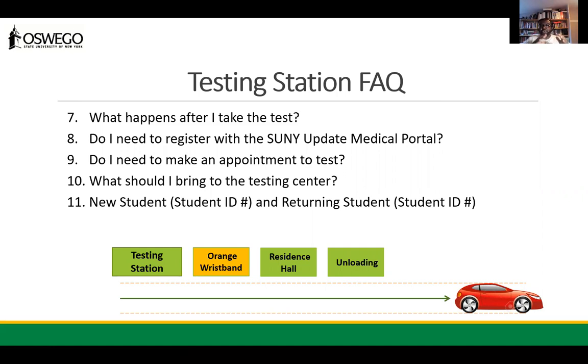In terms of process, you'll go in to test, you'll go through the testing station. At the end of that testing piece, you'll receive an orange wristband that you will wear until Monday, August 23rd. At that time, you can remove it. I'll talk a little bit more about that on the back end, but that orange wristband is really one of compliance. It just indicates that you've simply taken the test as part of the move-in process. It does not denote status of any kind, with the exception of that you've complied. Then you'll go from testing, orange wristband, to your residence hall, to the unloading process. I will talk a little bit more about the last three pieces once I talk a little bit more about the SUNY Upstate portal.